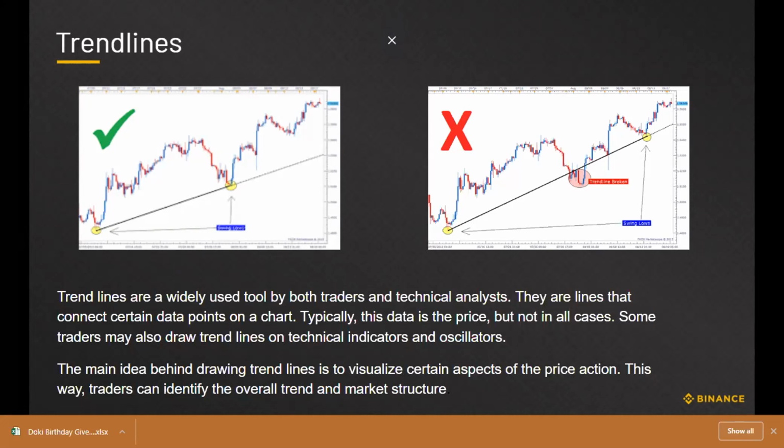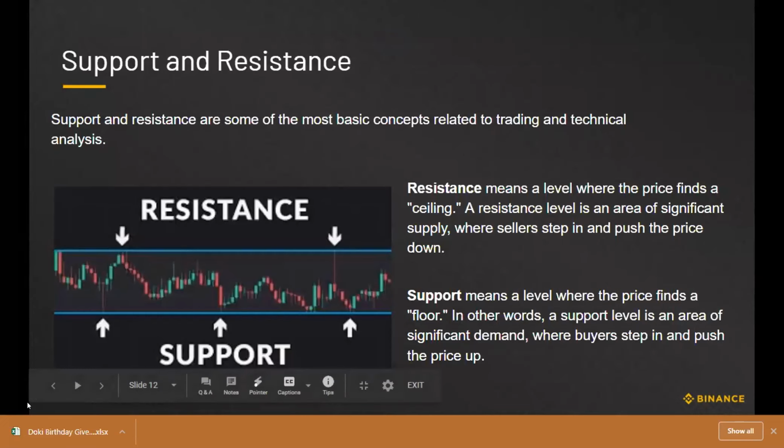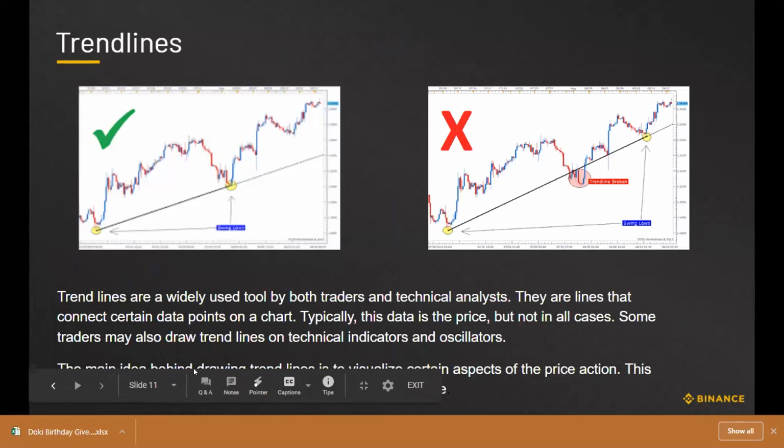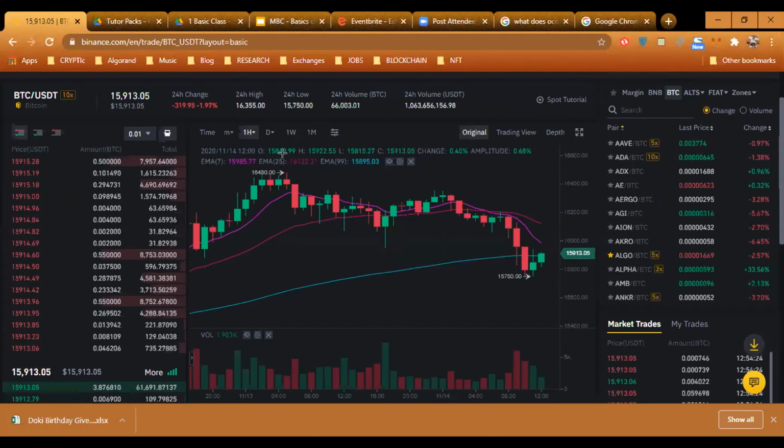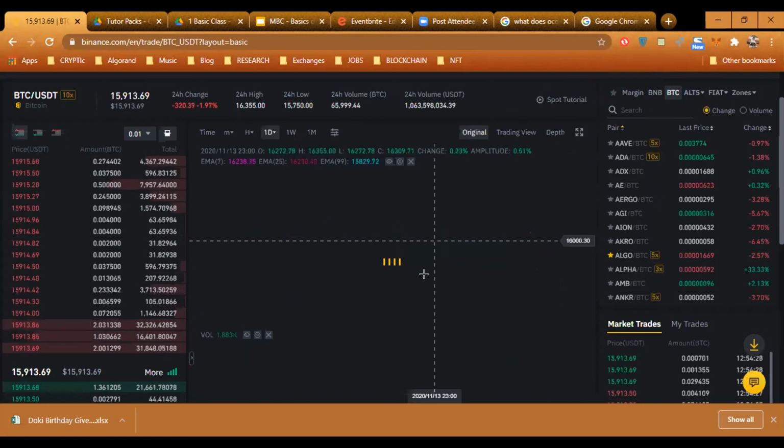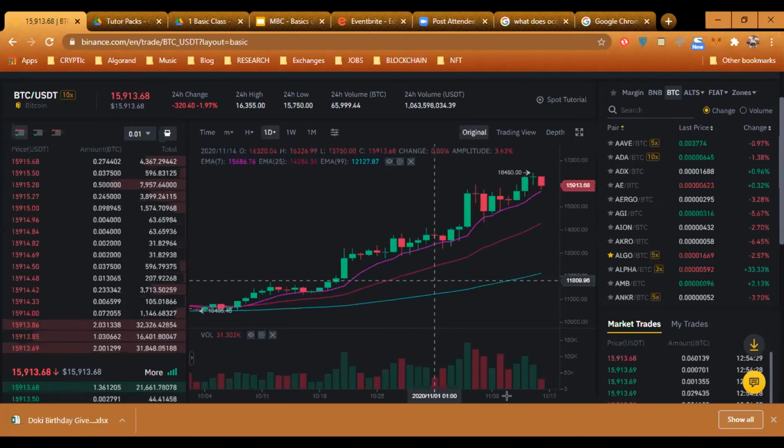Then let me show you how we can draw a trend line on the chart. So let's go to one day. Is everyone following? You can just put it in the chat box so you know if you're following.